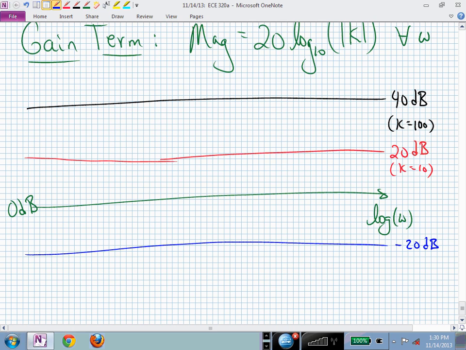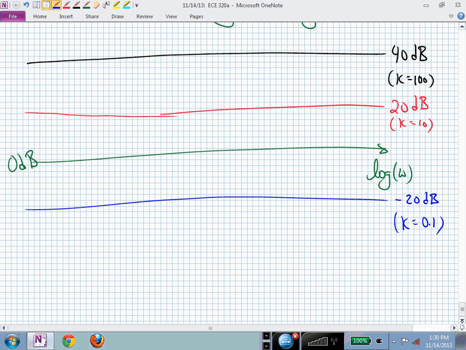That system had a gain of minus 20 dB due to the constant. Now your gain K is this 1/10 or 0.1. That's now the magnitude of our gain term, or the Bode plot, due to a constant. It's just a flat line.